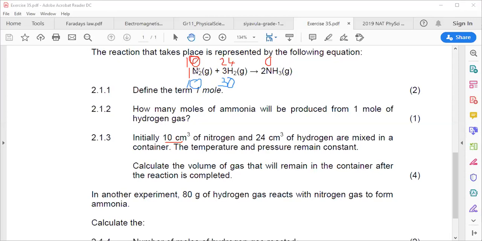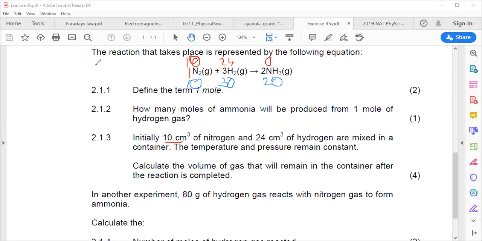Yeah, I do the ratio. For me, I do 1:3. So if I've got 10, I get how much? 30. Now, here it's 1:2. If I start with 10, it means here I'm going to form how much? 20.